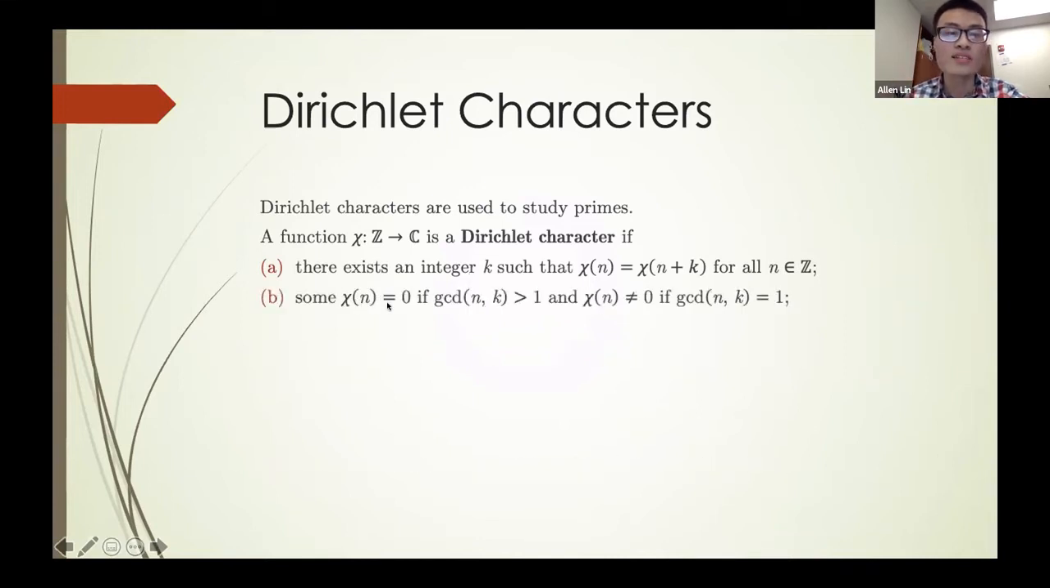Also, chi of n is 0 if the greatest common divisor is greater than 1, and chi of n is not equal to 0 if the greatest common divisor is equal to 1. And finally, chi is completely multiplicative. In other words, chi of m times n is chi of m times chi of n.